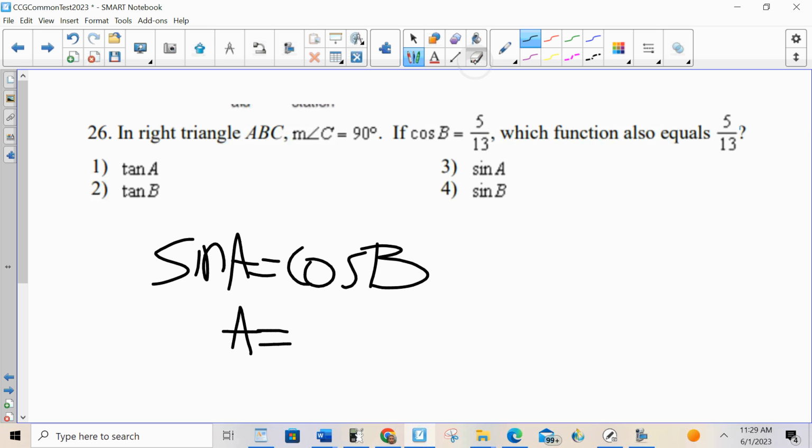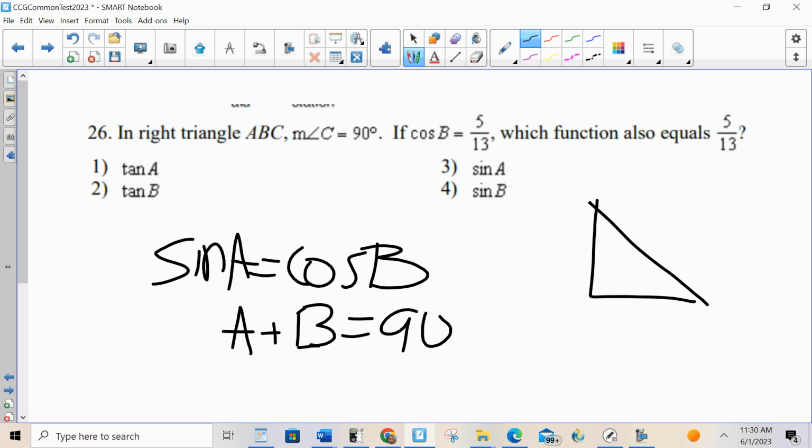Sine A equals cosine B. A plus B equals 90. Sine of one acute angle is equal to cosine of the other acute angle, and the angles themselves have to add to equal 90. Now, it doesn't have to be the letters A and B, although it usually is. Recently, they've been using different letters, which is nice. But what it does have to be is the acute angles. So if angle C is the right angle, it's always the other ones. It's not the right angle.